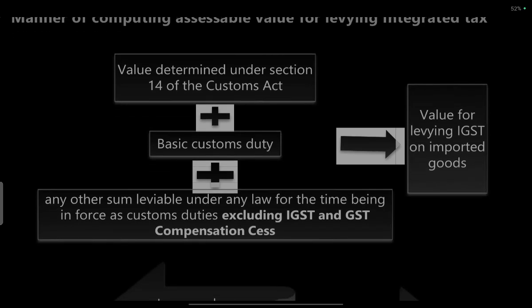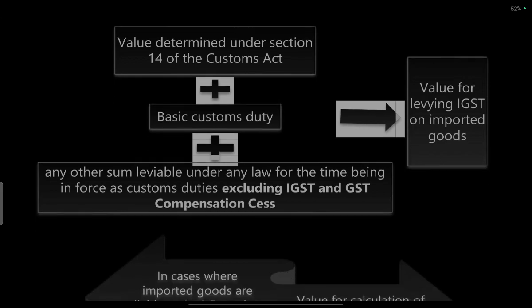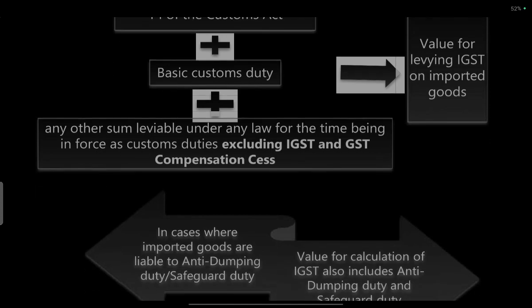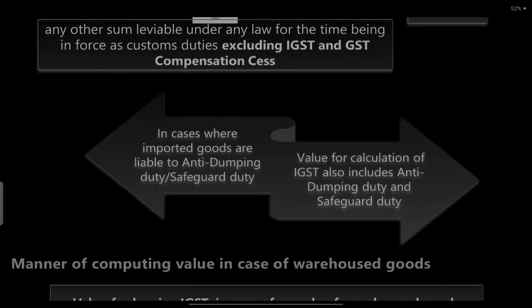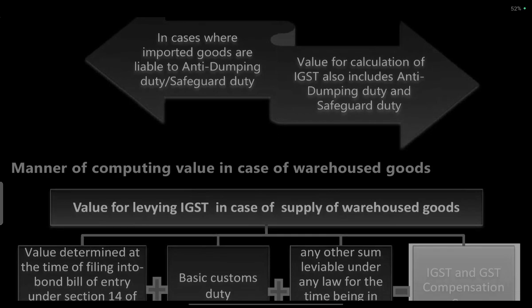Value determined under Section 14 of the Customs Act, plus basic customs duty, plus any other sum leviable under any law for the time being in force as customs duty, excluding IGST and GST compensation cess, equal to the value of leviable IGST on imported goods. Where the imported goods are liable for anti-dumping duty and safeguard duty, the value for calculation of IGST also includes anti-dumping duty and safeguard duty.